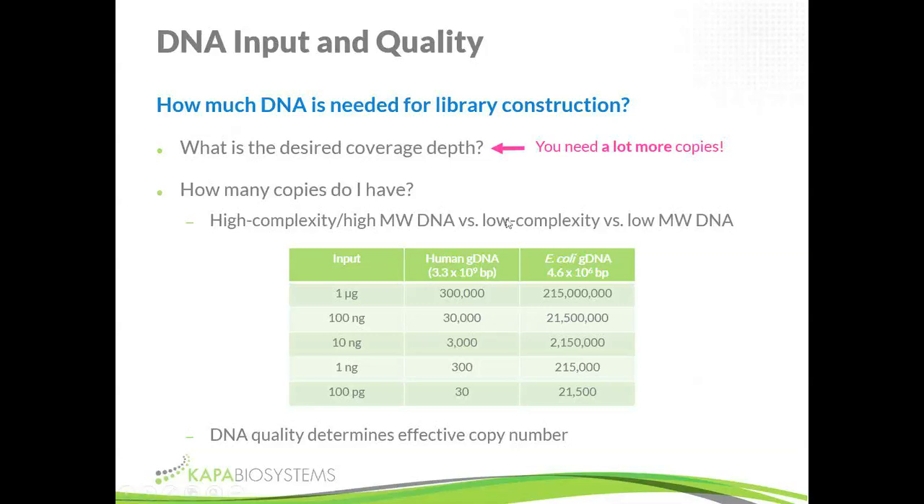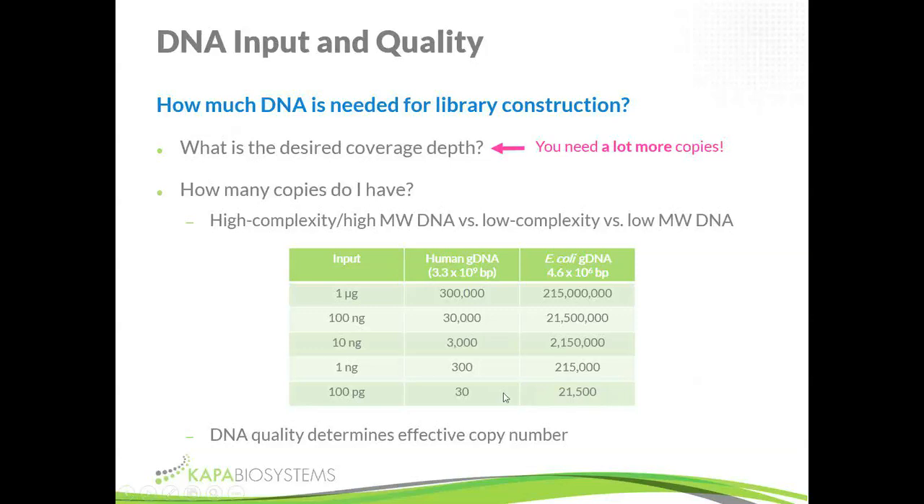So just because we have more or less the same number of copies here than we have here doesn't mean that this is equivalent in terms of input for library construction, because ligation gets less and less efficient as the copy number drops. Other thing to remember is that DNA quality affects copy number.